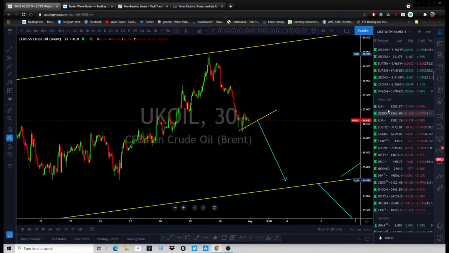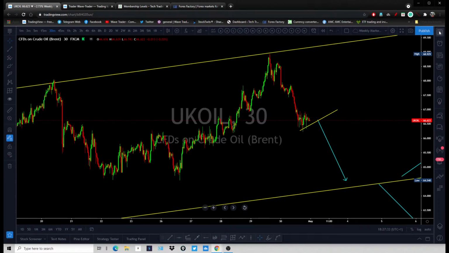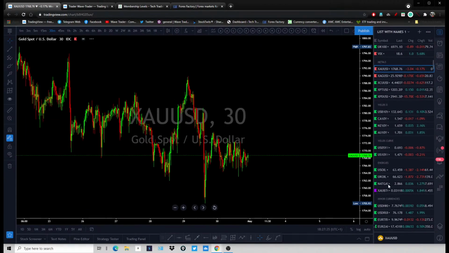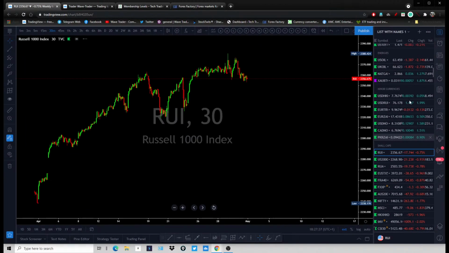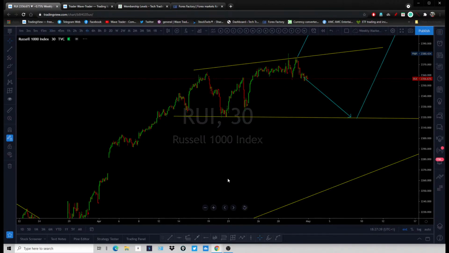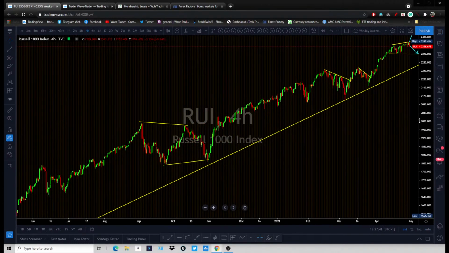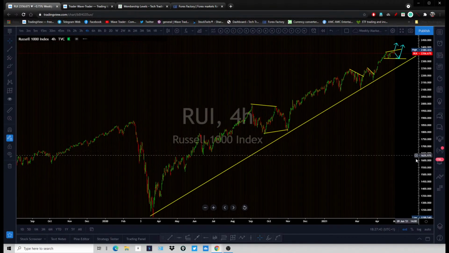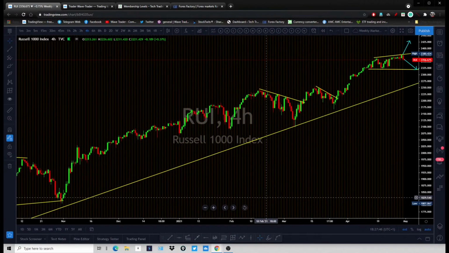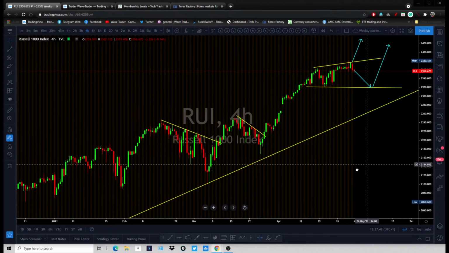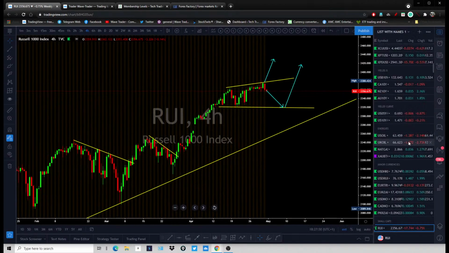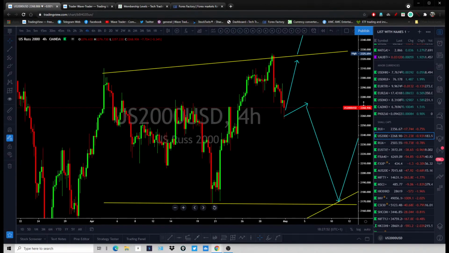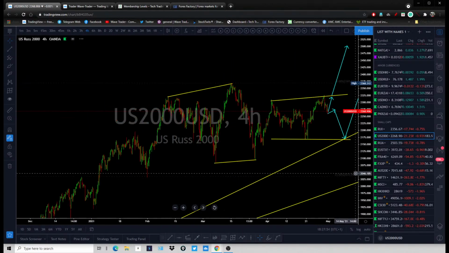Let's look at the other indices. All right, other indices are short-term bullish. Drop, expanding triangle, and continue to keep pushing higher. That's the analysis on the US Russell 2000.